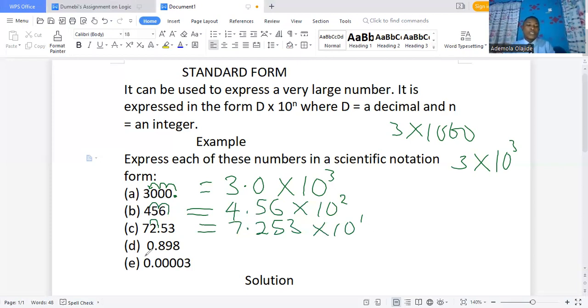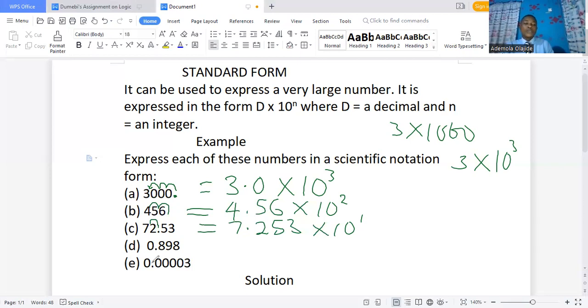So for this one, 0.898 is a number less than 1 because it starts with 0. The whole number part is 0. That means the whole of this one is less than 1 already. Likewise, the E part here is also less than 1. So the power of 10 in this case will be negative.